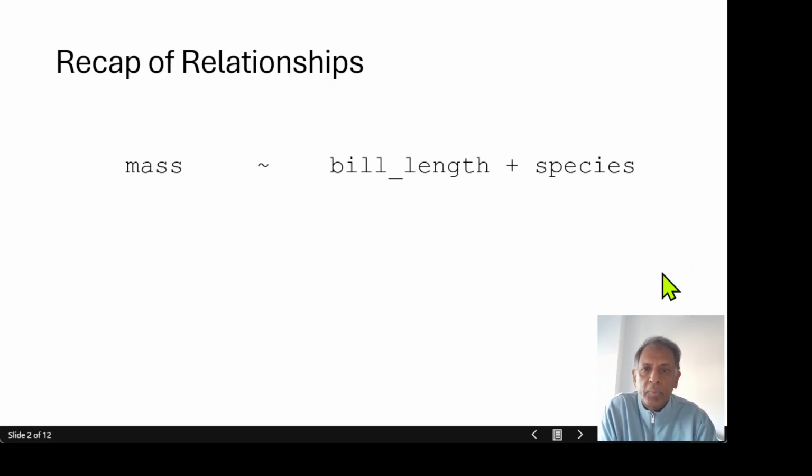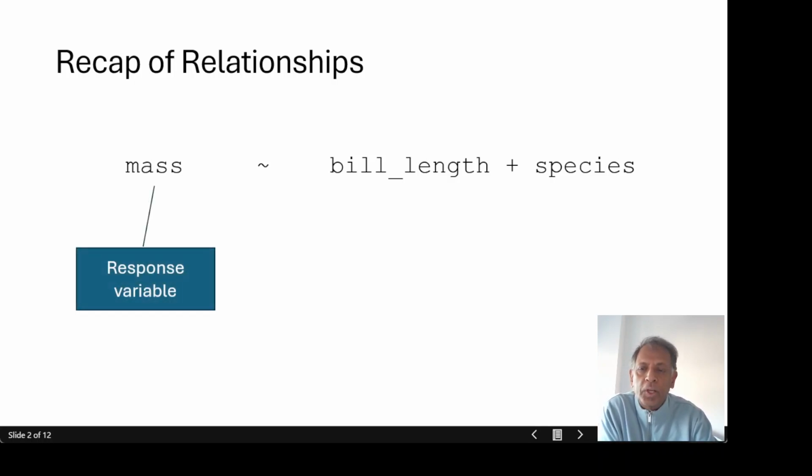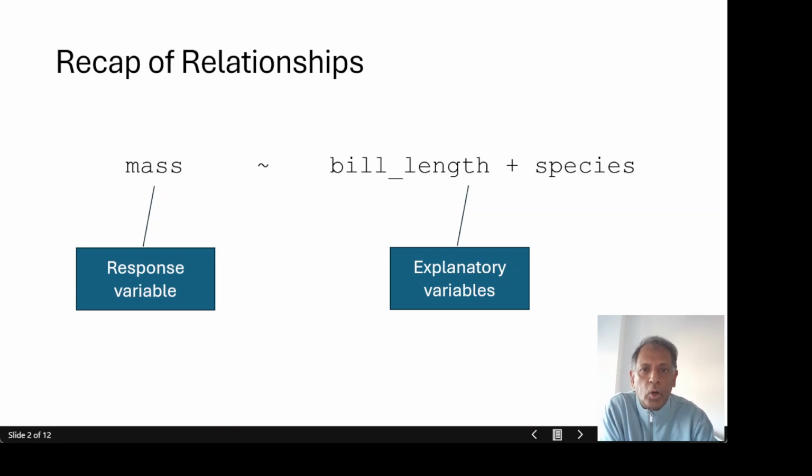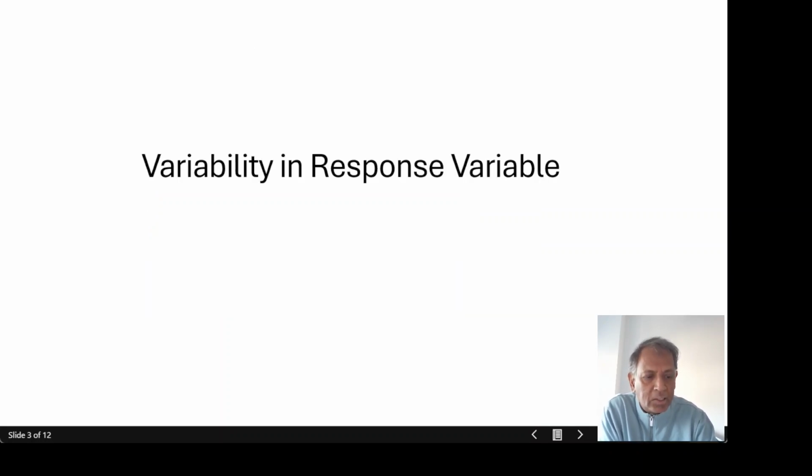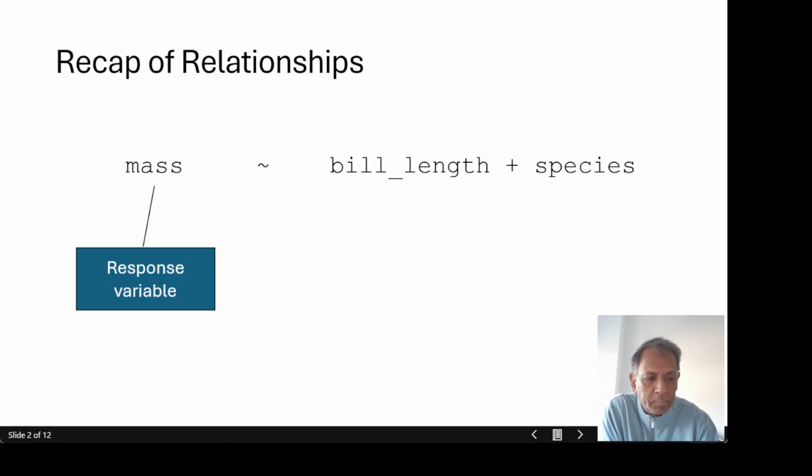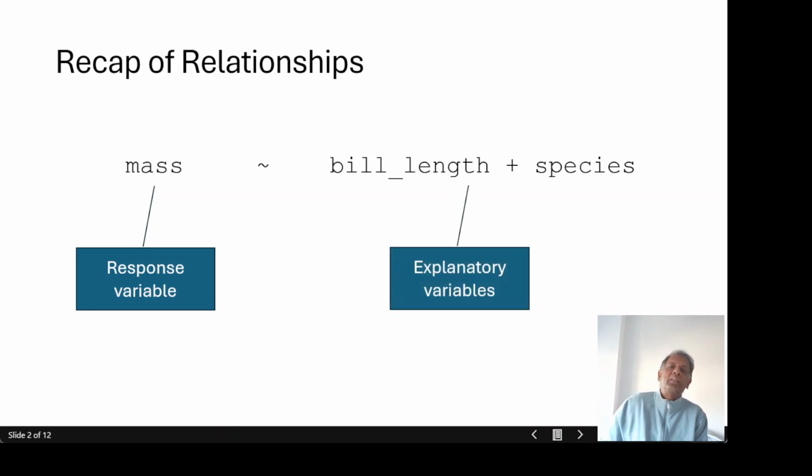Okay, so in terms of relationships, we've seen the following. We saw that the mass of a penguin is related to both bill length and species variables. And of course, we call mass the response variable because that's the variable of interest. And then we talk about bill length and species as explanatory variables. In other words, we are saying that there is variability in mass and that this variability in mass is explained by the variability that we see in bill length and species.